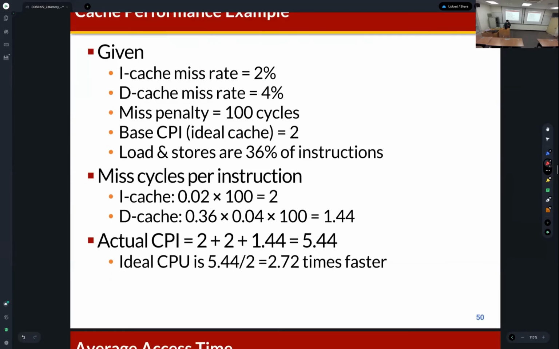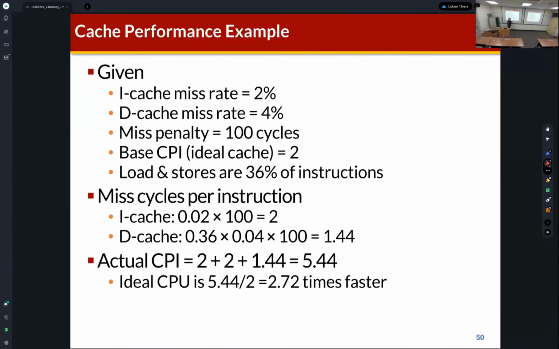But when we discussed the performance of our processor, we learned about the CPI, clocks per instruction. Then let's discuss the performance of our processor when we consider cache miss cases. So we will calculate the CPI with cache misses. This is the example of our program. The instruction cache miss rate is 2%, and the data cache miss rate is 4%.